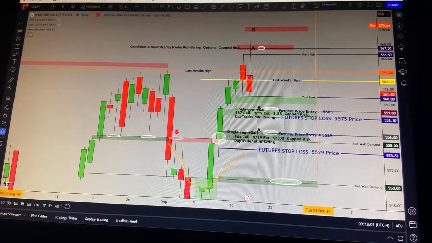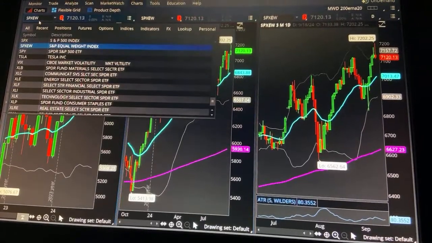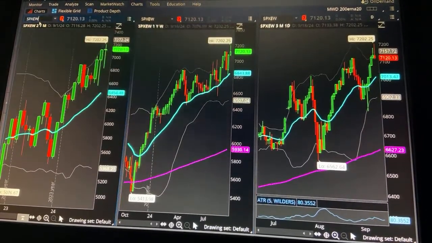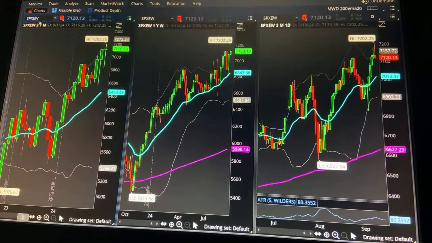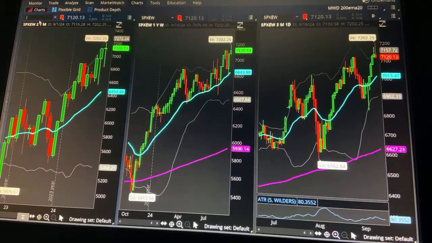I forgot to do gold. Yeah, gold is also a monster right now as well. Silver is of interest as well.